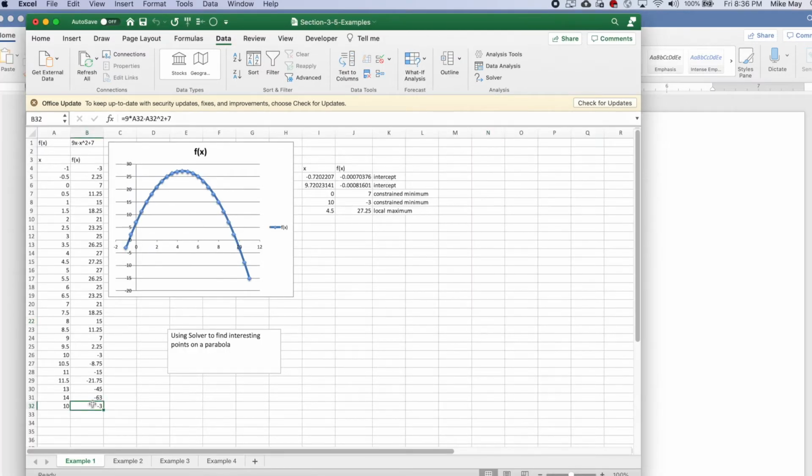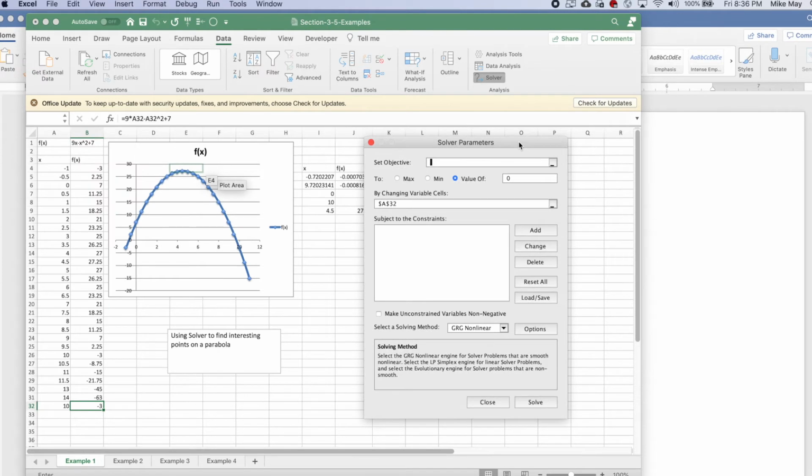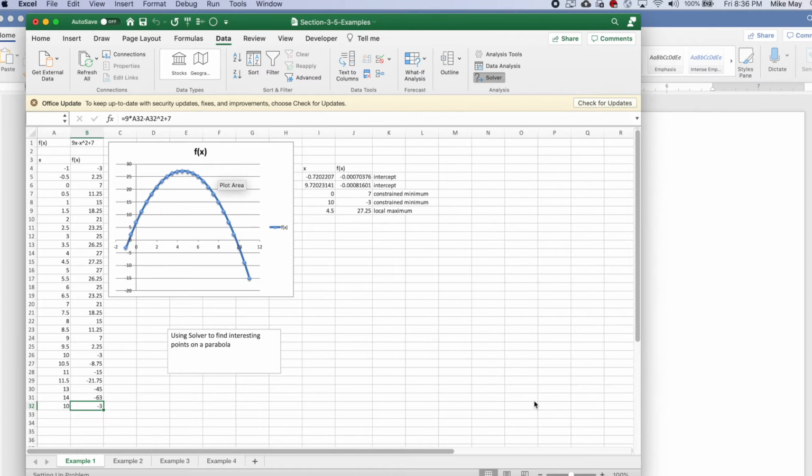I'd first of all like to find my intercepts where the y value is 0 by changing the x value. My y value is in B32. I'm going to open up Solver. I have a y value in B32. I'm going to change the x value, which is in A32. I want it to be a value of 0. I tell it to solve.